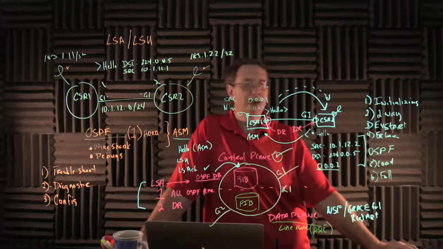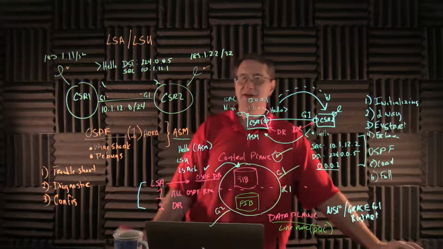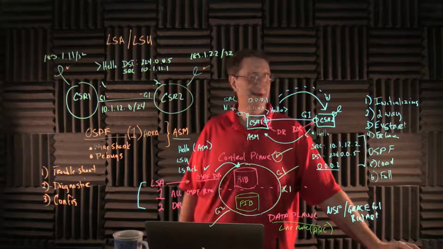So with that being said, I will see everybody in the next video, where we're going to talk about a little bit more about these link state advertisements. And we're going to focus on the ones that we're currently working with that are specifically type 1s and type 2s and how they are constrained.